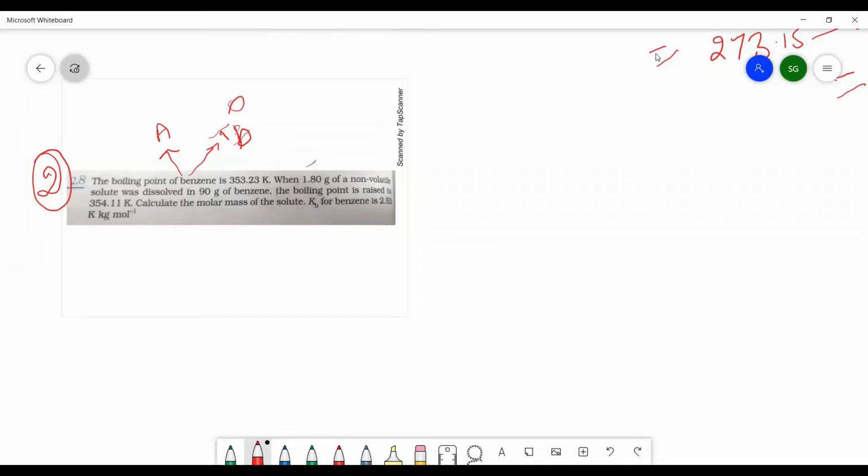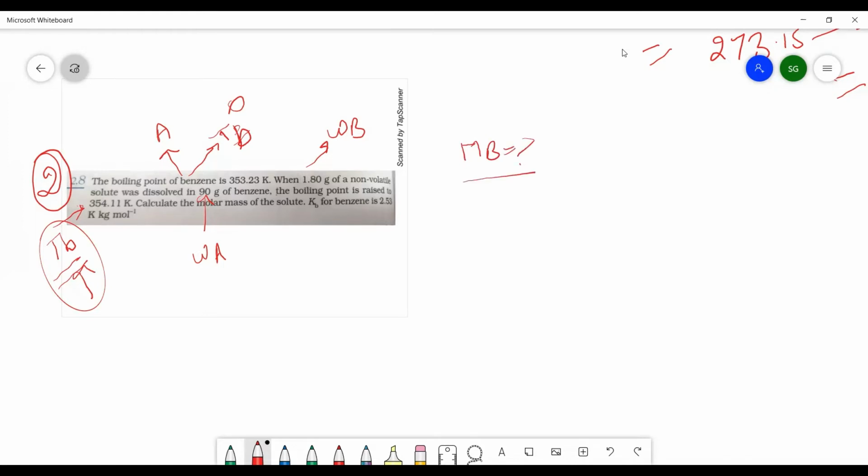Then 1.80 gram non-volatile solute, that means it is WB, dissolved in 90 gram of benzene, that means it is WA. The boiling point is raised to, so what is given to you? Boiling point raised to, that means it is TB, the boiling point of the solution. If we add 1.80 gram of non-volatile solute in this much benzene, then the boiling point of the solution will become this. So that will be TB. So calculate the molar mass of the solute, and Kb is given to you. The molar mass of the solute you will find out.